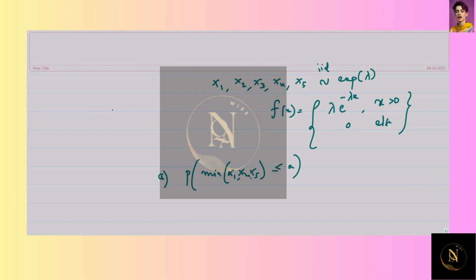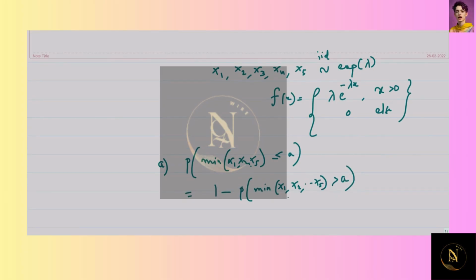So min of the random variables less than or equal to a. What do you mean by that? It is 1 minus probability that min of x1, x2, so on x5 is greater than a. What do you mean by min of random variables greater than a? Suppose a is here on the number line, and suppose min of random variables is some random variable, say x1, without loss of generality. Then all other random variables will also be greater than a, because when x1 is min, all these should be greater than x1.